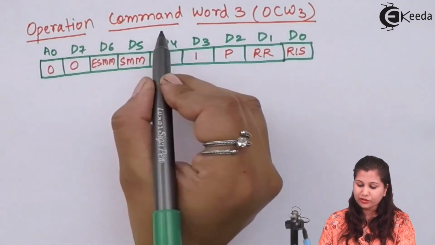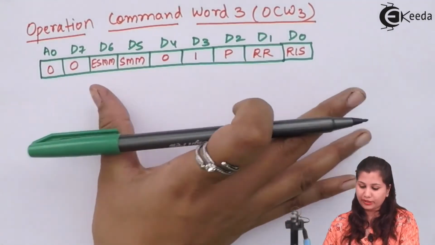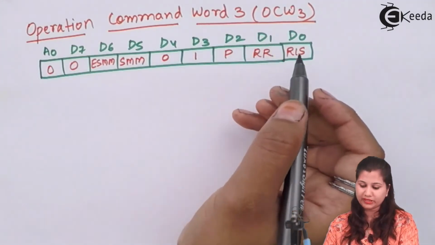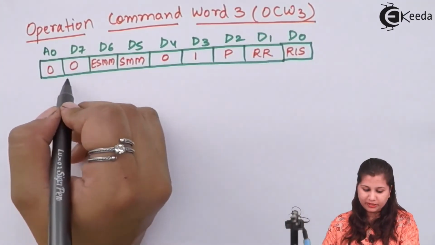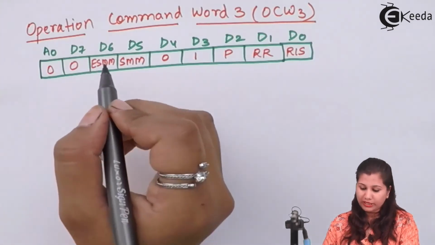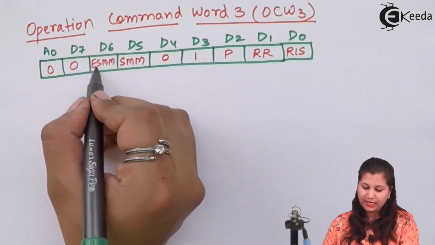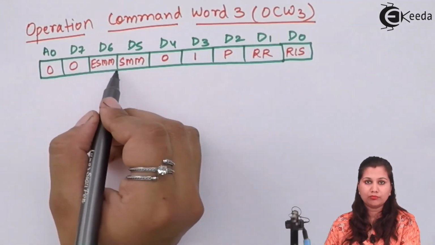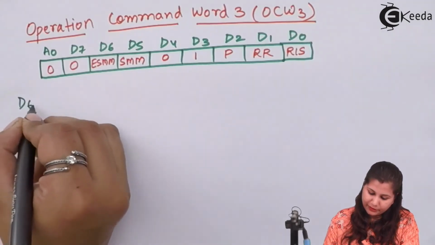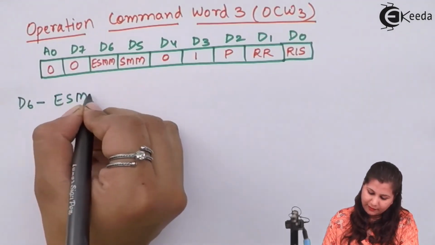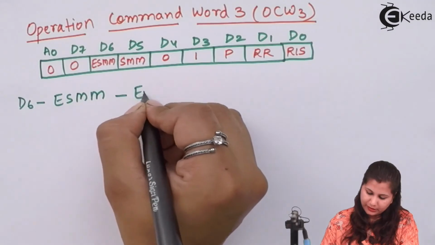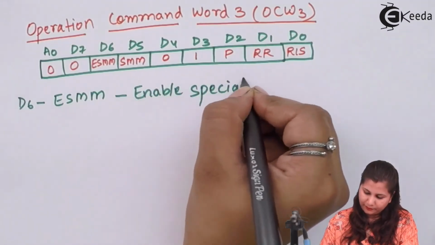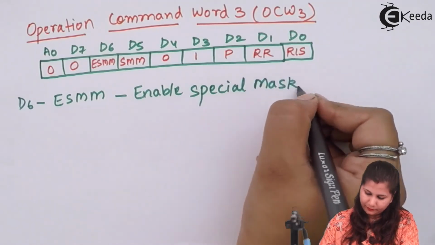The 8 bits of this operation command word are described here. The A0 bit is always 0 for OCW3 to be selected. Then the D7 bit is always at logic 0. Then we have the D6 bit, which is ESMM, the enable special mask mode. D6, which is ESMM, means enable special mask mode.